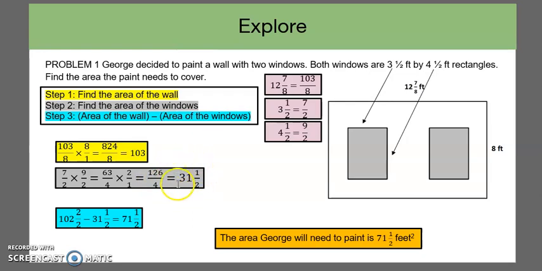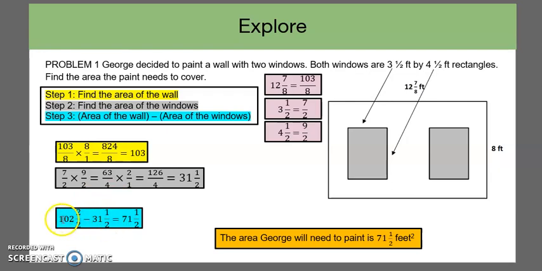So that tells us that the area of the windows is 31 1/2 feet squared. Next, we're going to take those two values and subtract them. And here, what I did was, here it says 102 over 2. I just took 1 away from 103, giving us 102, and I took that 1 and turned it into a fraction. Therefore, we're going to subtract whole number from whole number and fraction from fraction.